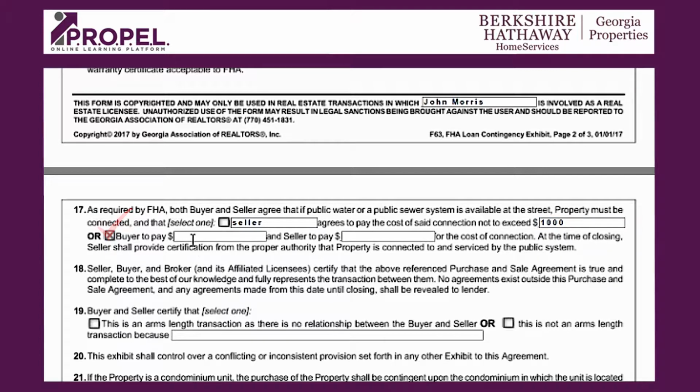Or buyer to pay X and seller to pay X of the connection. So buyer and seller could split that cost, whatever that number is, if you did the second one. Up here, it could be buyer. You could say that the buyer, but I don't know why you would do that with an FHA. That's one of those things about FHA, is if it is at the street but not connected, then that can be fairly expensive. So if you run into that situation, you might want to try to talk to the lender about getting your buyers approved for conventional, because that is not something that needs to happen as a conventional loan.